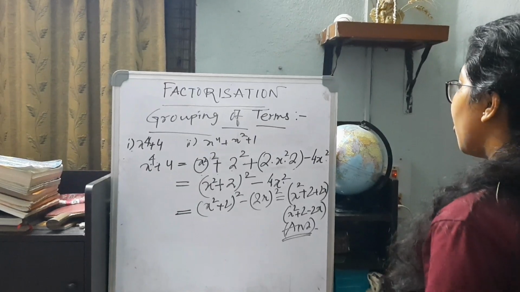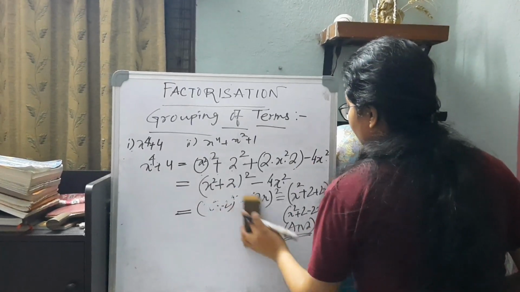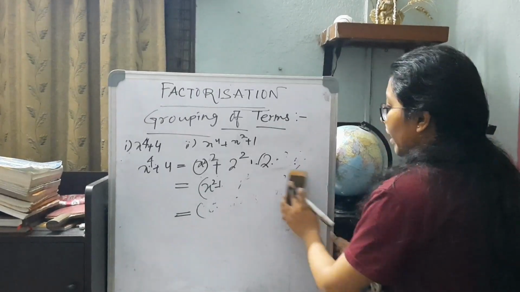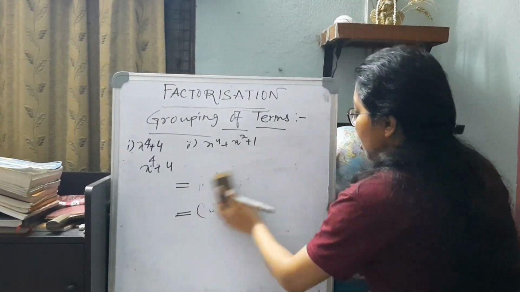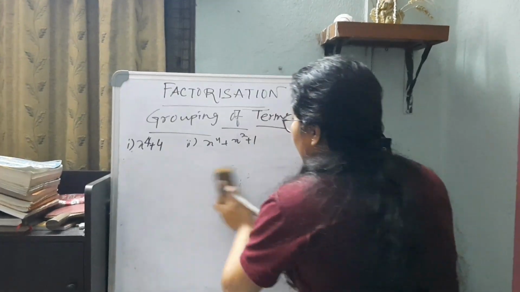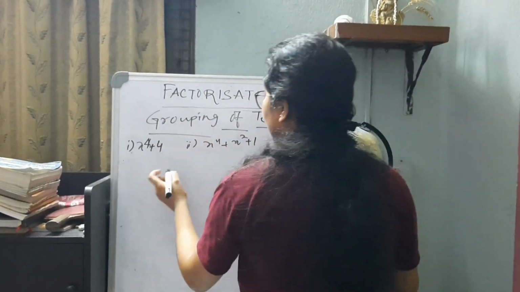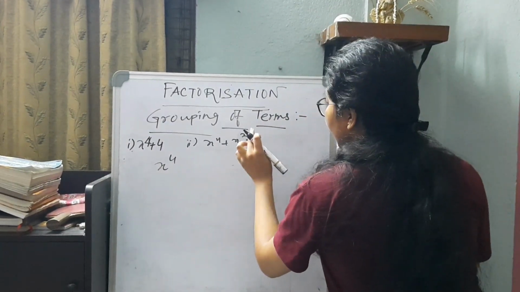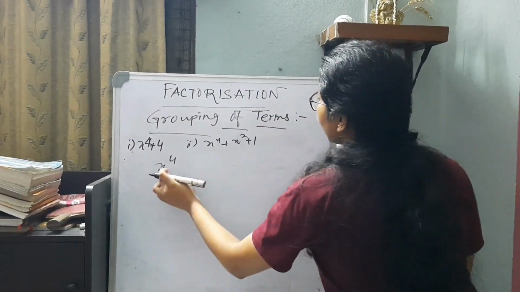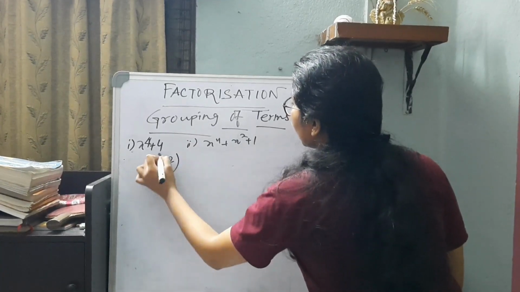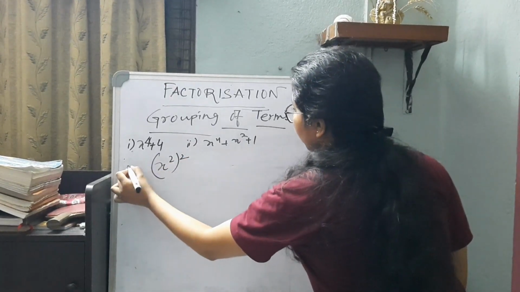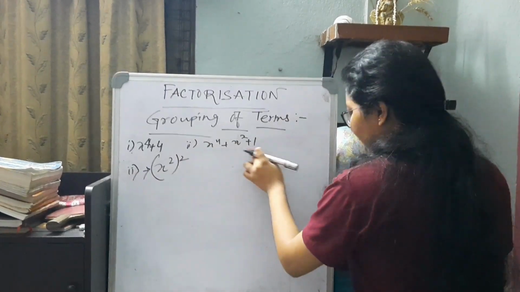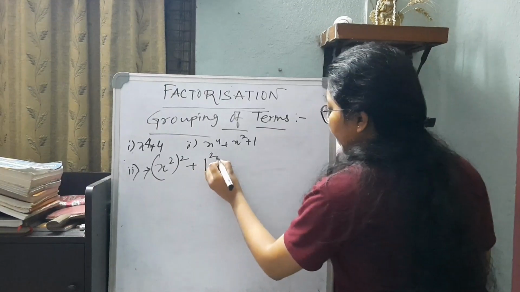Now moving forward to the next question. The next question is x to the power 4 plus x square plus 1. Here we can again go for the same adjustment. Here we have already been provided one x square. So if I consider this to be the whole square of x square, this is x square's whole square, and this one is 1 square.